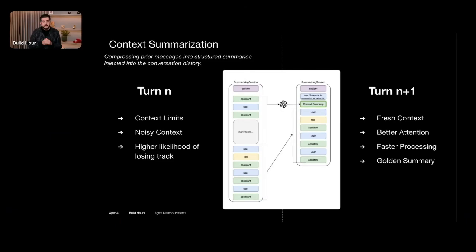So here in turn n, you see lots of messages, noisy context again, and you're basically keeping the last n messages and just summarizing or compressing the previous ones so that you'll have fresh context, better attention, faster processing, and at the end of the day, you'll have a golden summary. This will be valuable information because you'll be compressing all of the valuable information. At the end of the day, it will be a very dense object that you can keep track of, and it'll also help you better understand what happened in the conversation.